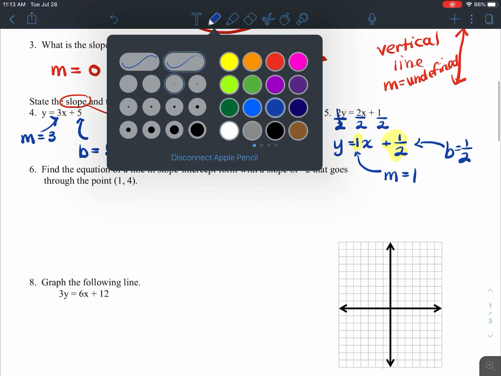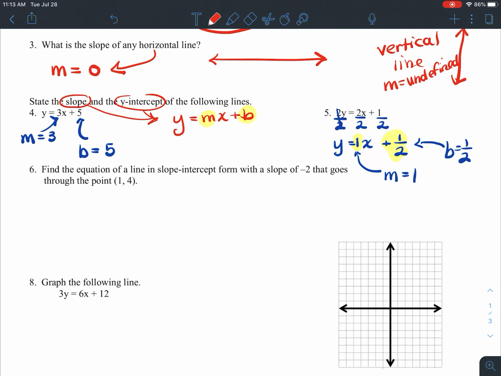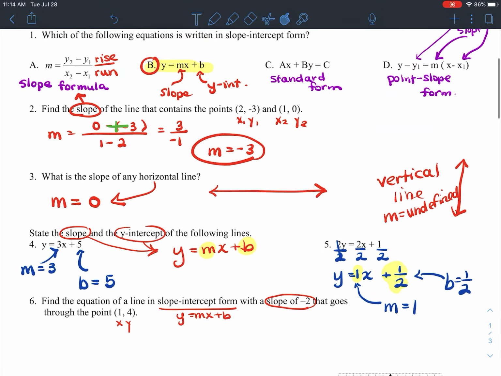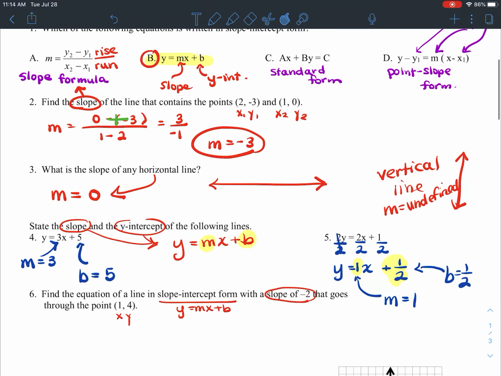Okay, number 6. On number 6, it says find the equation of a line in slope-intercept form that has a slope of -2 and it goes through the point (1, 4). Now, there are a couple different ways that you can do this. Since this is an honors class, I'm going to encourage you anytime you are given a slope and a point to start to get used to using this point slope form that you see in letter D for number 1.